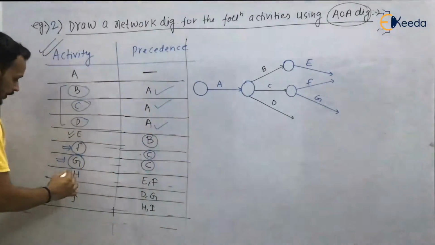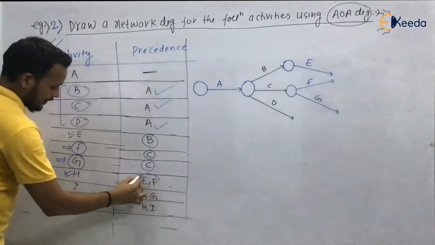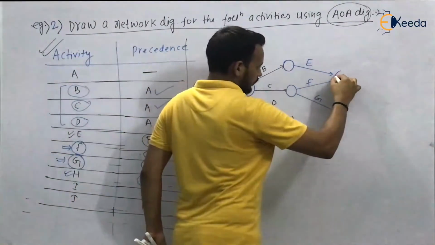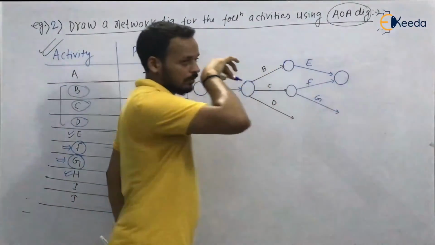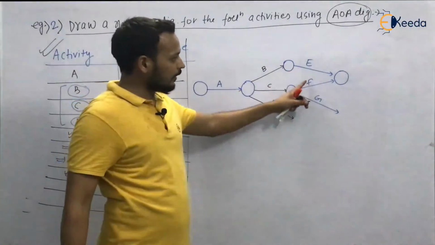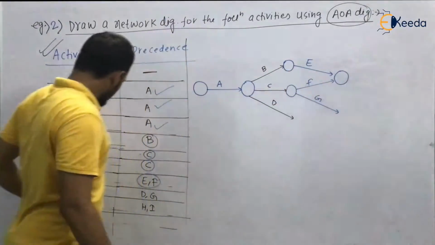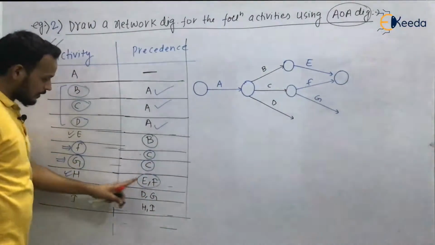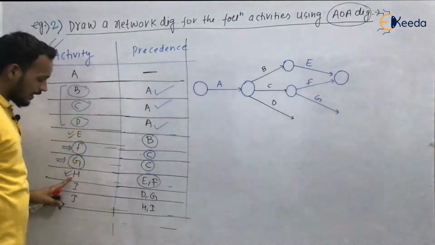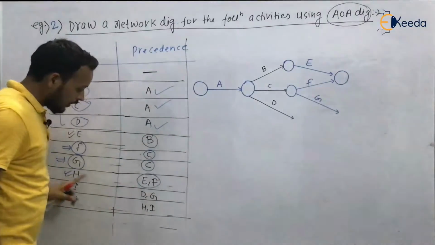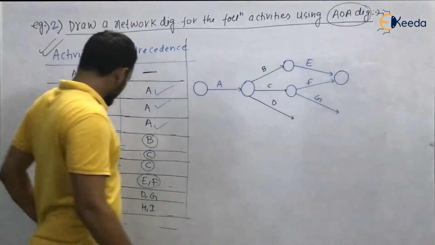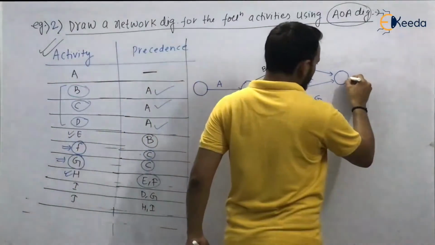Okay. H, the precedence is E and F. So E and F have to be at a common head, because for H the precedence is E and F. So activity H has to be started from the point where E and F have terminated. So start activity H.